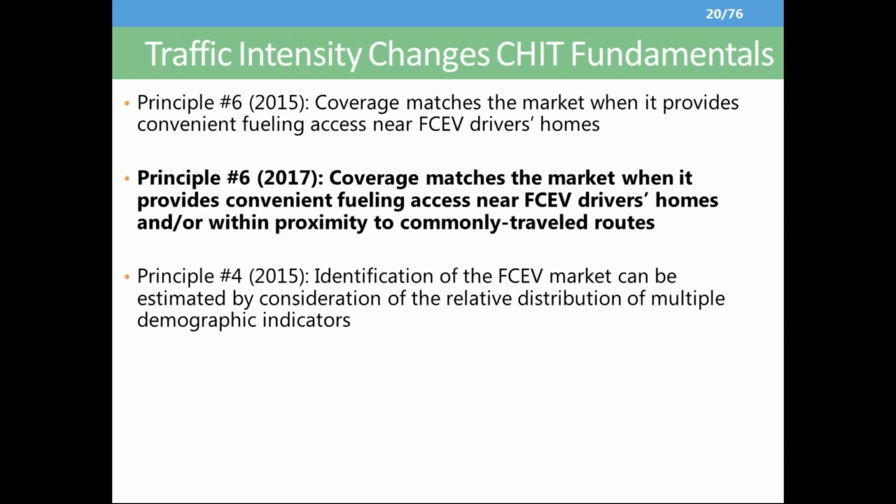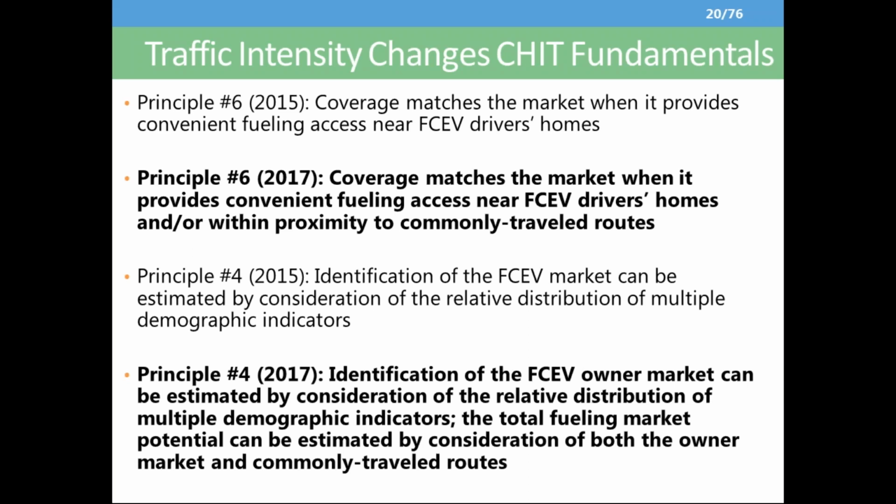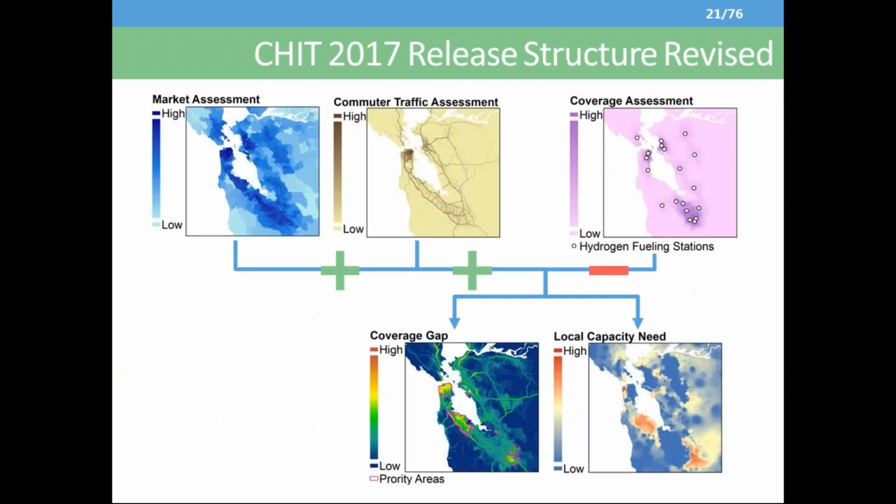So coverage matches the market not only when it provides convenient fueling access near drivers' homes, but also when it's within proximity to commonly traveled routes. So that changes principle number 6. And then principle number 4 also changed because we're still maintaining that the identification of the fuel cell vehicle owner market can be estimated by those demographic indicators, but the total fueling market is actually the owner market and the commonly traveled routes together. And that's really what you want to target. You want to be able to target where people are likely to fuel. So that changes the overall picture of the process.